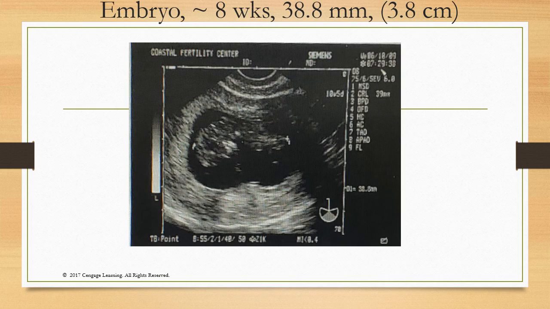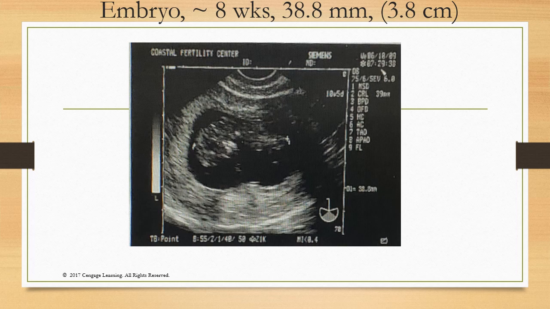Now let's look at it at 8 weeks. Wow, right? Look at how much more formed it is. Look how much bigger this embryo is. It's gone from like 18 millimeters now to 38. So it's doubled again. It's doubled again in 3 weeks.